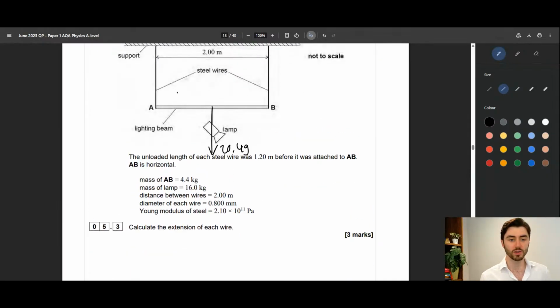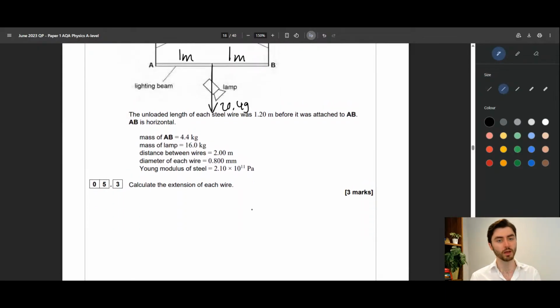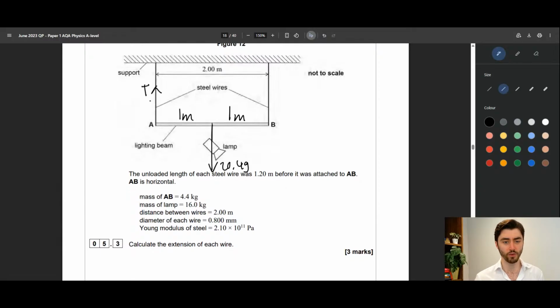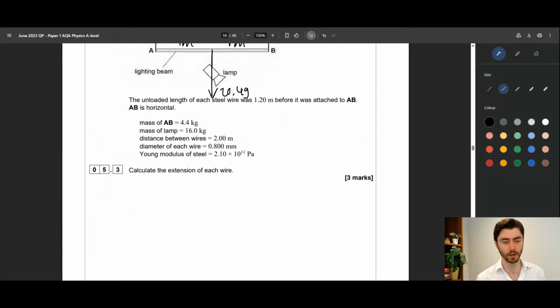Distance between the wires is 2 meters, which means each of these local distances will be 1 meter. We have the diameters of the wire and the Young's modulus. Calculate the extension of each wire. Okay. So what we know is that it should be equal in both because it's just like right down the middle. So I'm going to say the force. So we know the extension of each wire, we know the Young's modulus. So we know that Young's modulus is stress over strain.